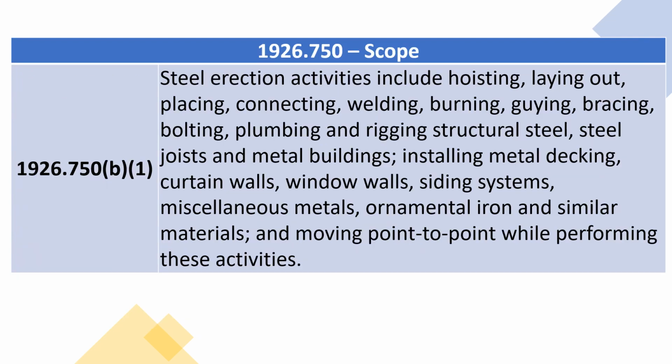1926.750(b)(1). Steel erection activities include hoisting, laying out, placing, connecting, welding, burning, guying, bracing, bolting, plumbing and rigging structural steel, steel joists and metal buildings, installing metal decking, curtain walls, window walls, siding systems, miscellaneous metals, ornamental iron and similar materials, and moving point to point while performing these activities.